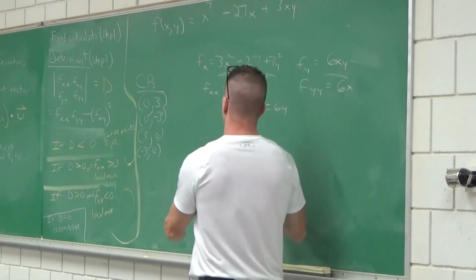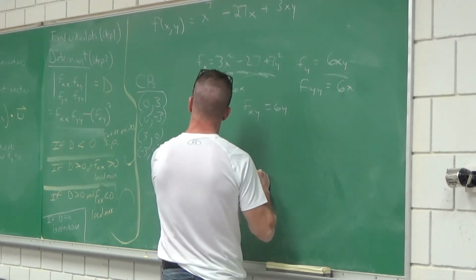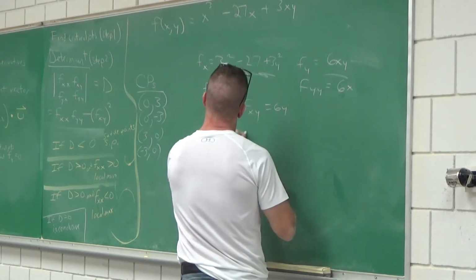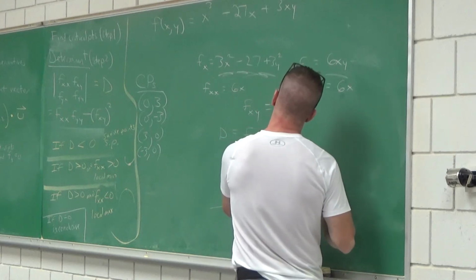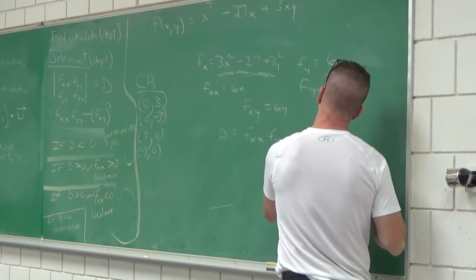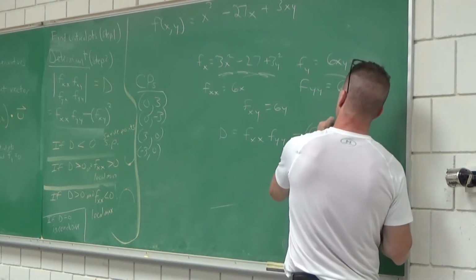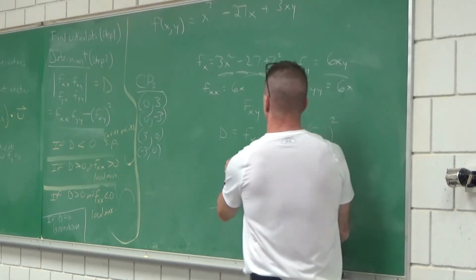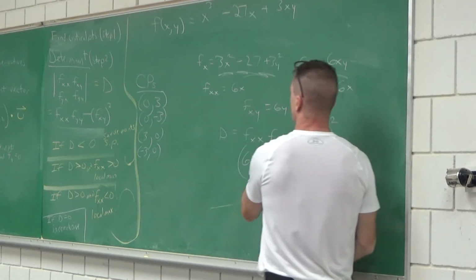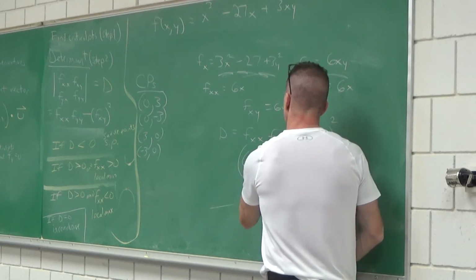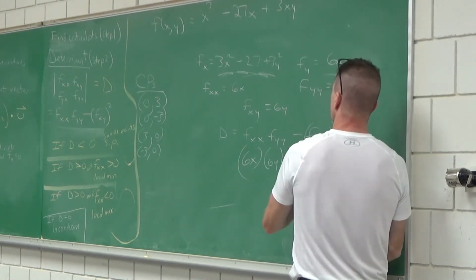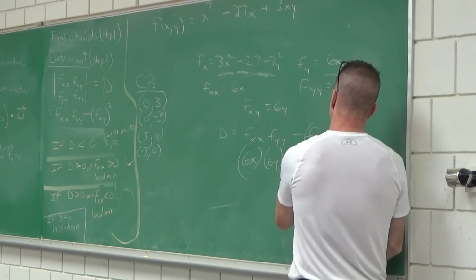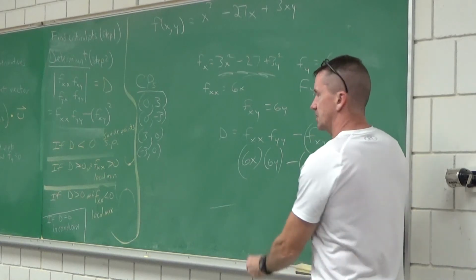All right, let's put it in the formula. What is it? Determinant equals fxx, fyy, minus fxy all what? Squared. So this is 6x. fyy is 6y minus 6x squared. So far, so good.